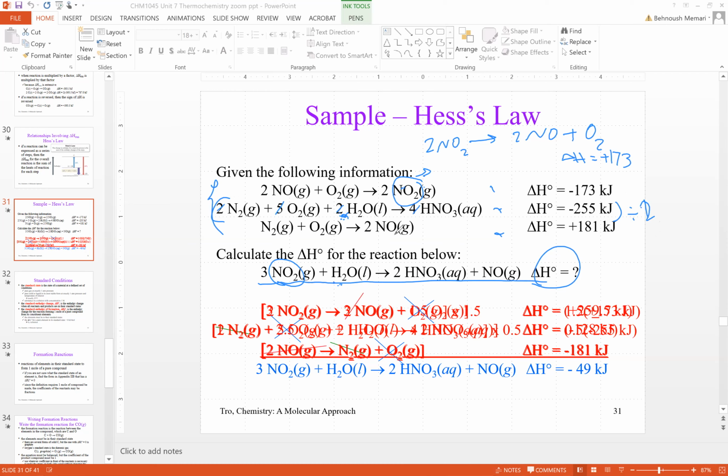All of the coefficients are going to be divided by 2, and this value for delta H needs to be also divided by 2. Then N2 is going to be canceled. So in order to cancel the N2, I have to reverse this reaction. If it's reversed, it's going to be 2NO yields N2 plus O2. And the delta H for this one is going to be minus 181 kilojoules.